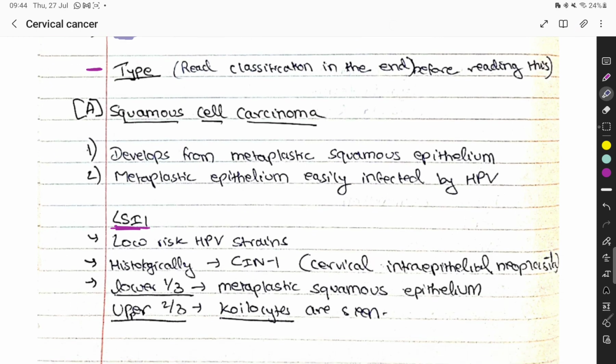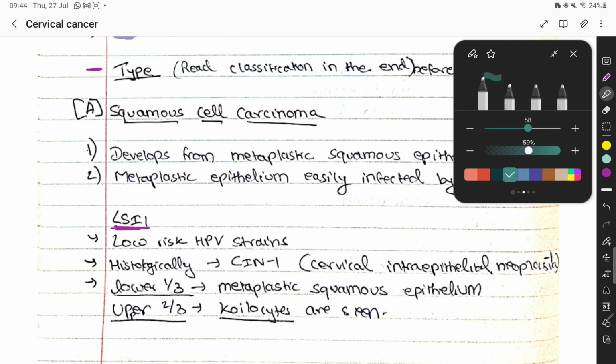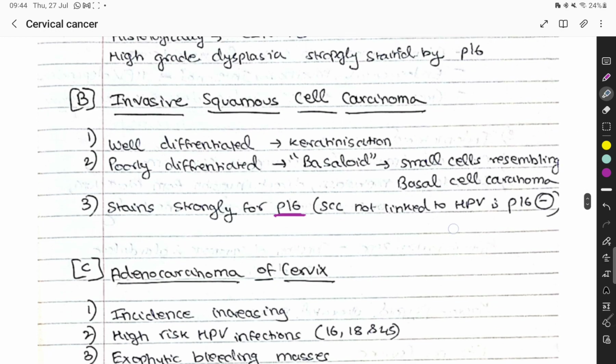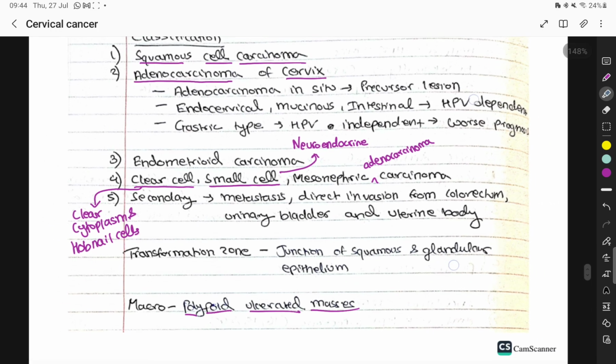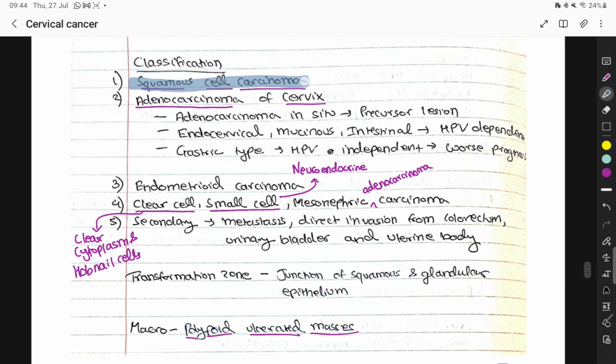Okay. Now let's quickly see the types of cervical cancers. Let's go to the classification first. So you have squamous cell carcinoma, and then you have adenocarcinoma of the cervix. Adenocarcinoma in situ is the precursor lesion. Endocervical, mucinous, and intestinal are HPV dependent. These are the three types of adenocarcinomas of the cervix. Gastric type is the fourth type, which is not related to HPV. It can happen without HPV infection and it has the worst prognosis.